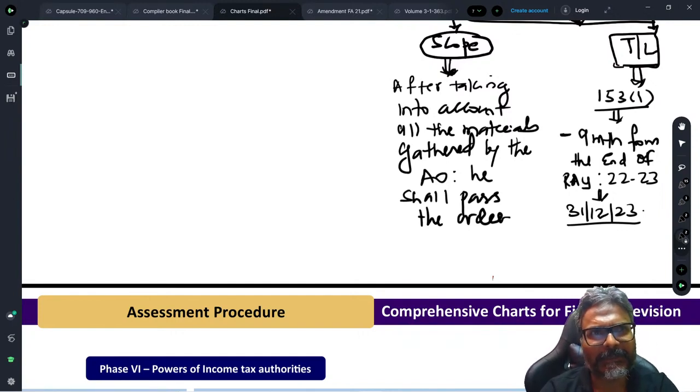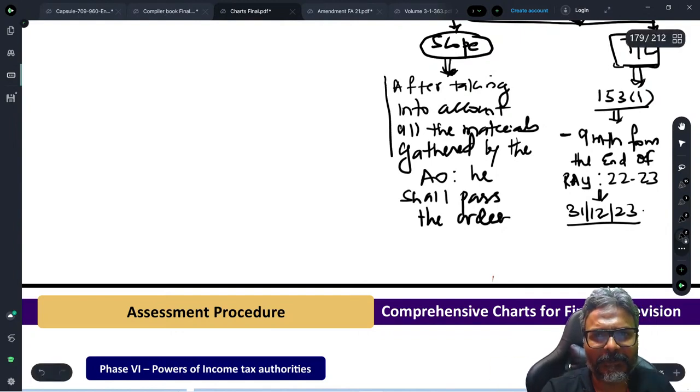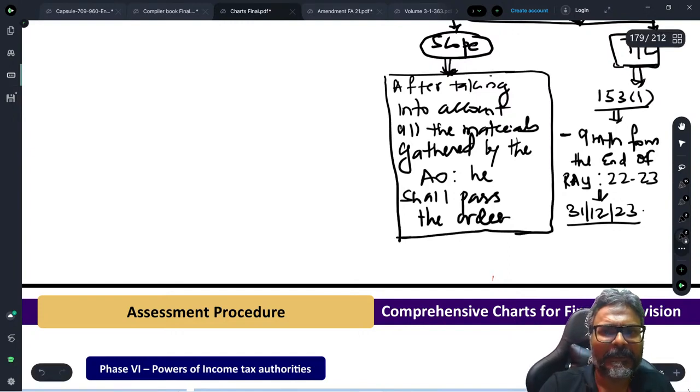Now over here, there is one very important point that will emerge. Students, there would be a very important point that will emerge, and this is this. Be careful. So what they have mentioned over here is that after taking into account all the materials gathered by the AO, he shall pass the order.